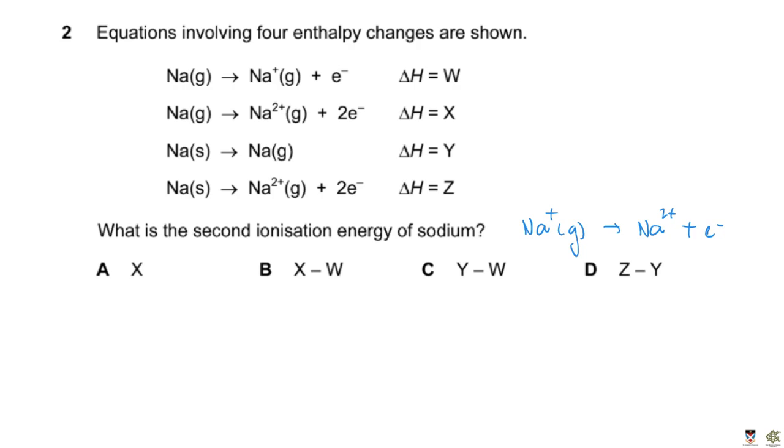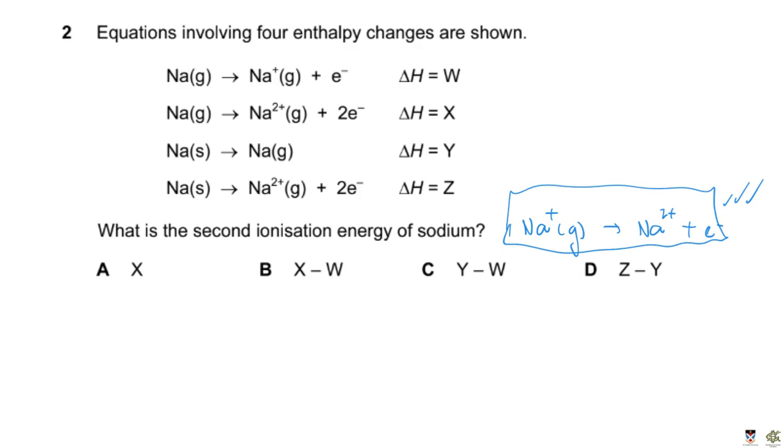So you wouldn't find an equation up here to match this particular enthalpy change. You're going to have to look at a combination of two of those, which we can use to work out the value for this enthalpy change. If we look at the second one, that would be going from a sodium atom to a sodium 2+ ion plus 2 electrons. So that would be removing the two outermost electrons. So that's not what we're looking for.